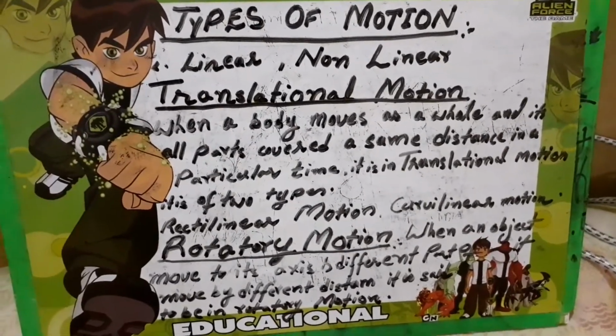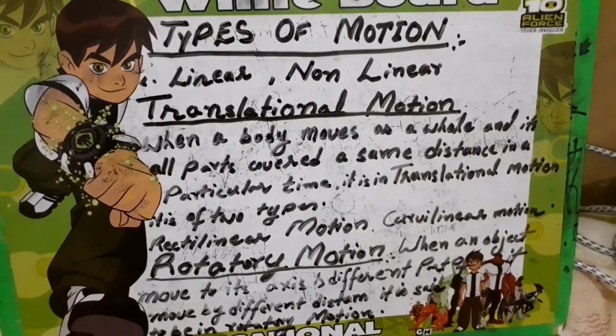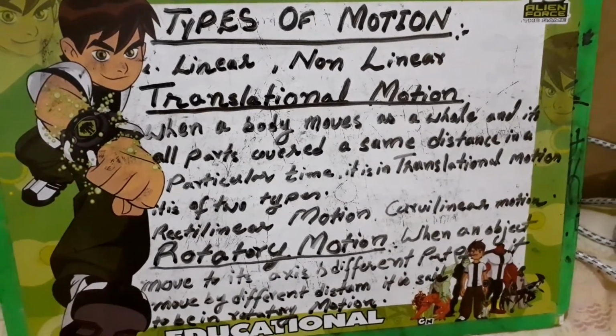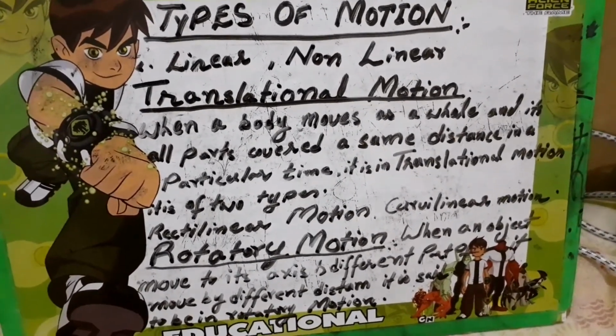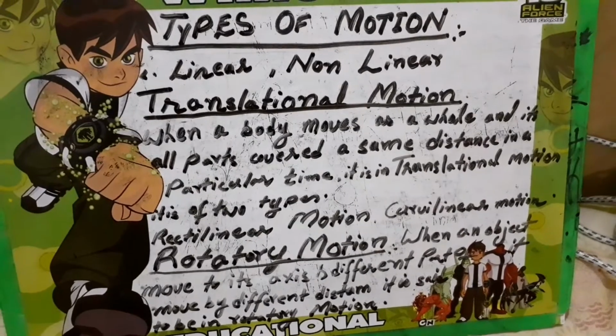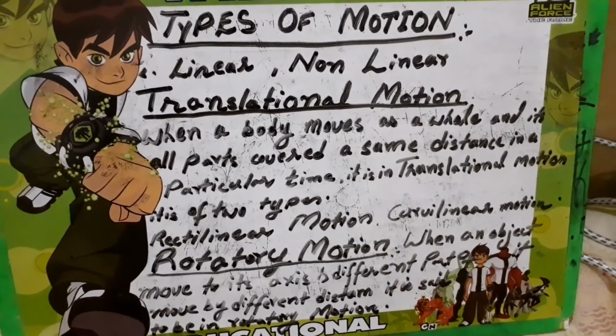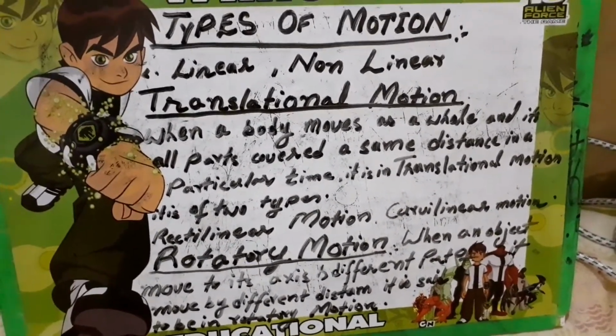And the other type of translational motion is curvilinear motion, in which the body moves along a curve, like a stone thrown in the air that makes an angle, or a car or vehicle taking a turn.